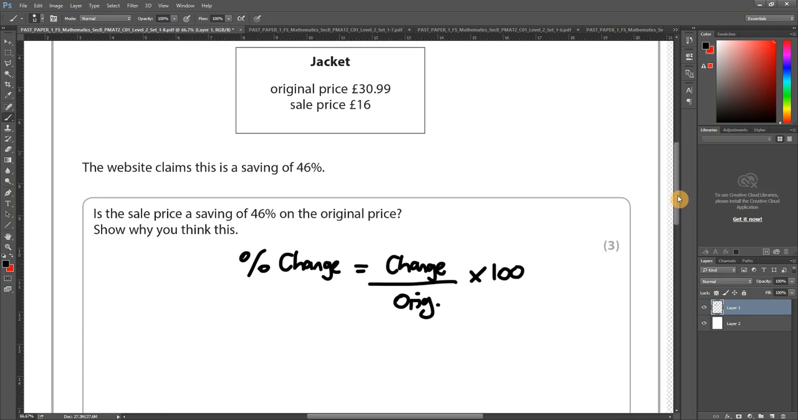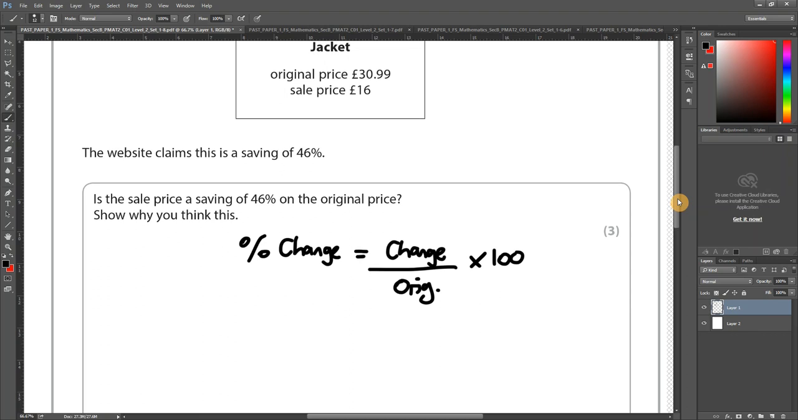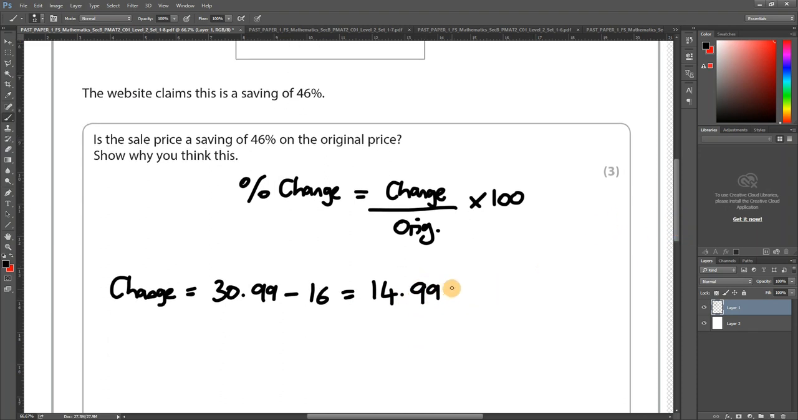So what is the change? The change is the difference between the original and the sale price. So that is 30.99 take away 16. So let's do that on the calculator. That gives me 14.99. So that's £14.99. So that's the saving. Yeah, so this represents the saving in pounds.